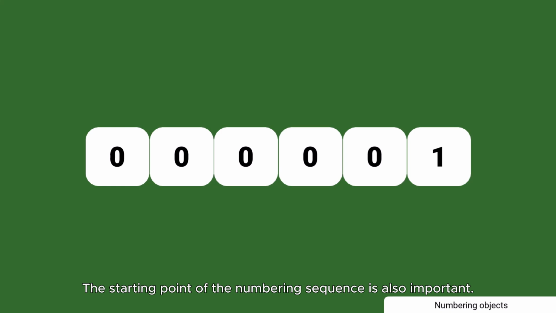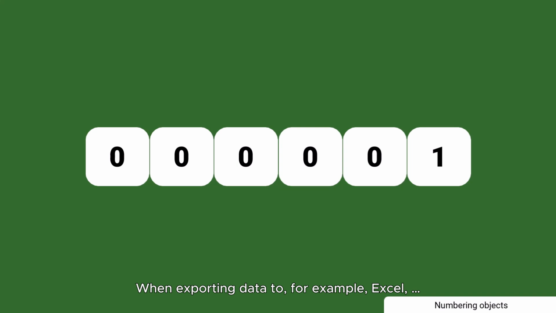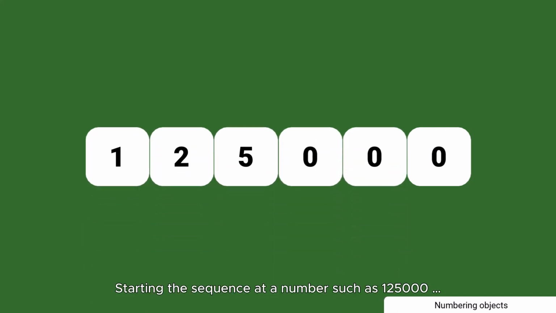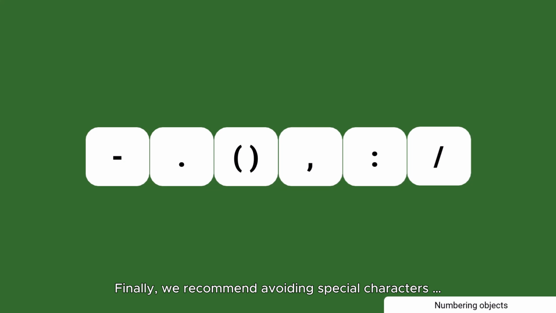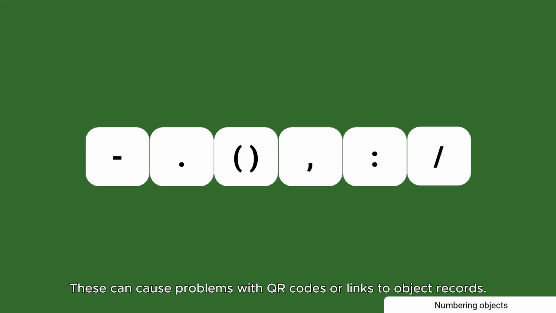The starting point of the numbering sequence is also important. We recommend avoiding numbers with leading zeros. When exporting data to, for example, Excel, leading zeros are often removed automatically. In addition, numbers containing many repeated digits can be more difficult to read. Starting the sequence at a number such as 125,000 is therefore usually a better choice. Finally, we recommend avoiding special characters such as hyphens, full stops, or brackets in object numbers. These can cause problems with QR codes or links to object records.